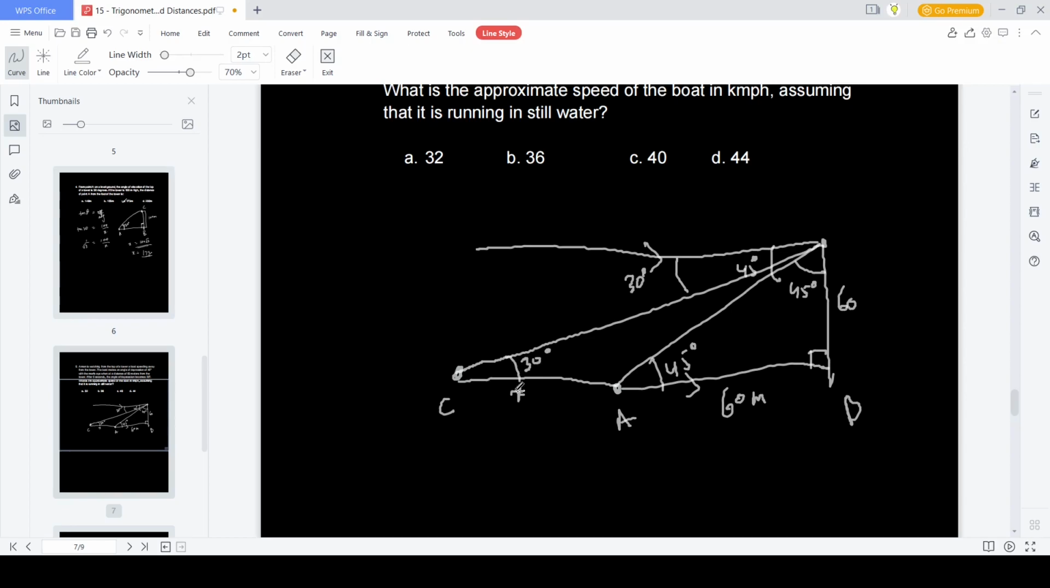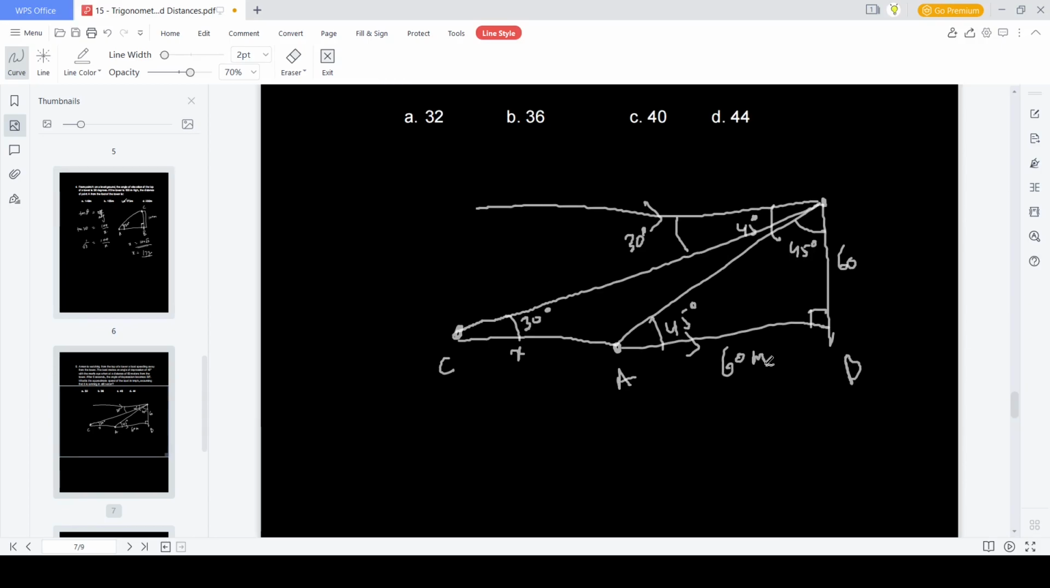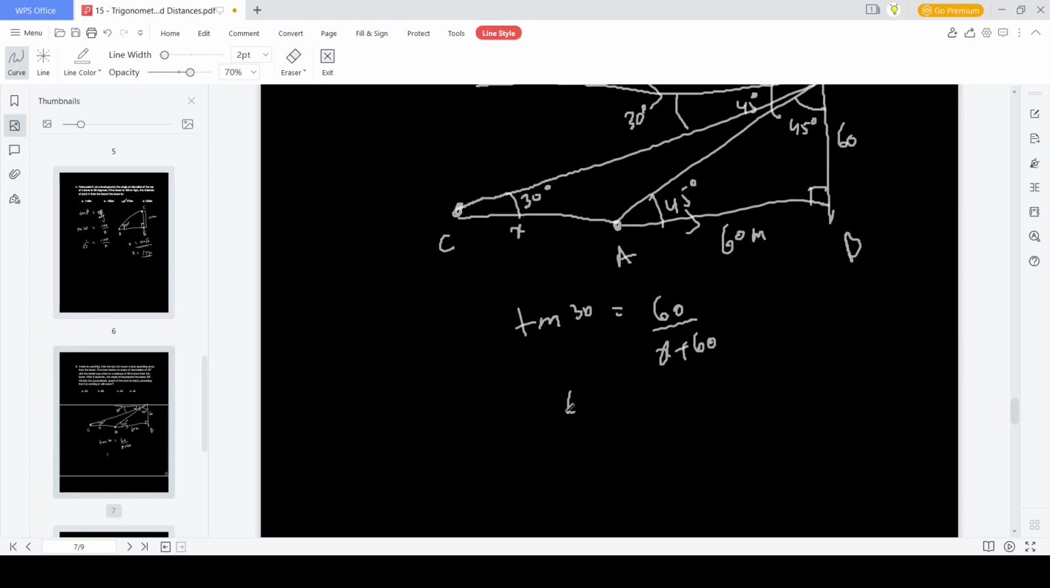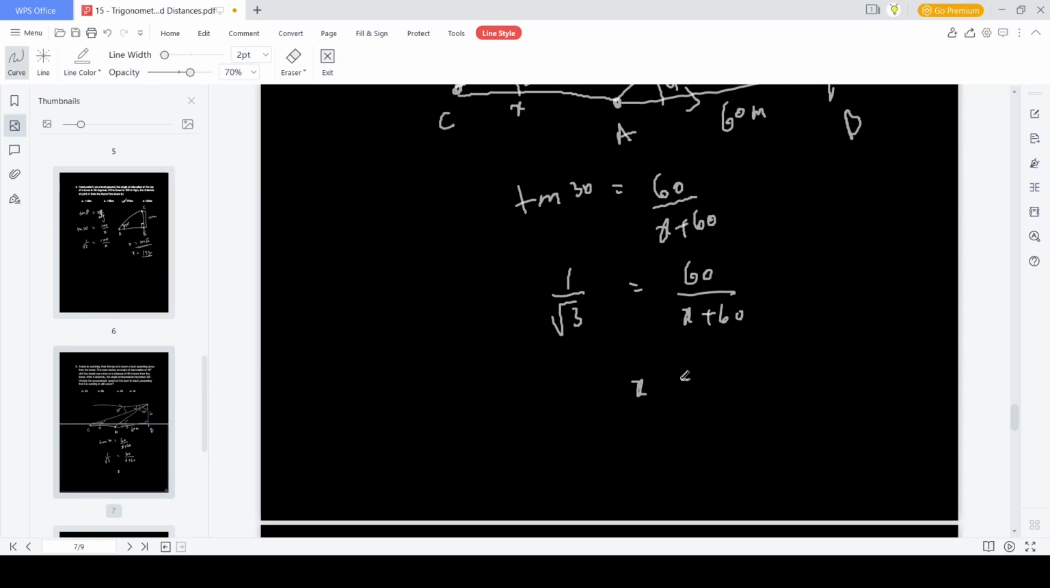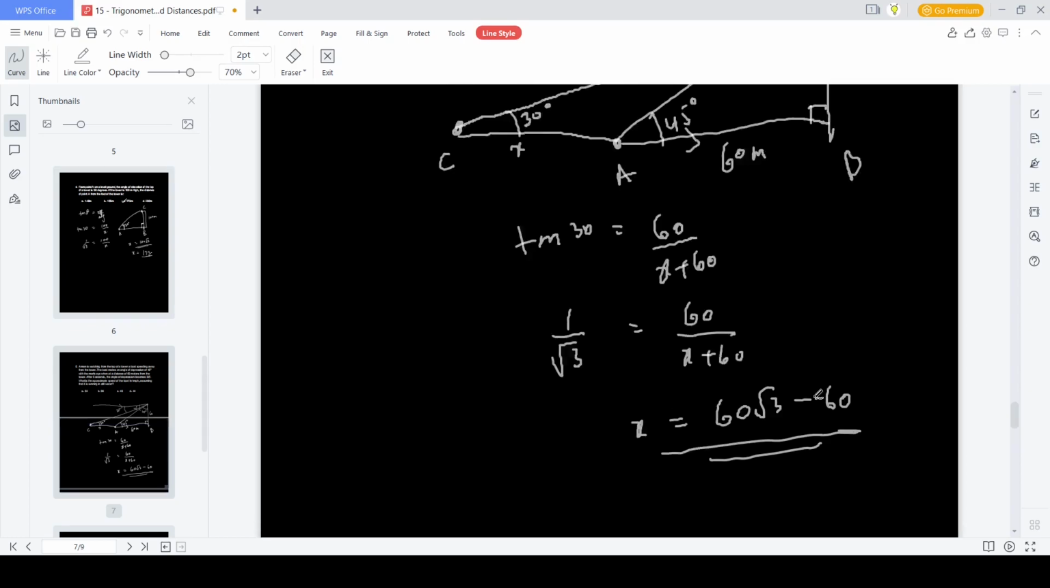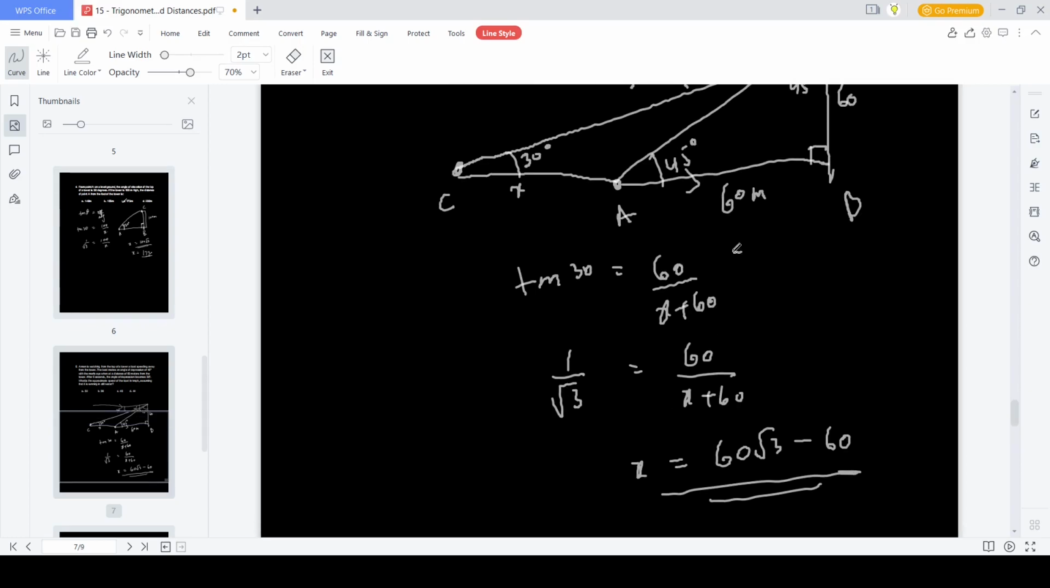This is parallel to this again, so this angle is also 30 degrees. So I can find BC, if I use tan theta here, tan 30 is equal to opposite, which is 60, divided by adjacent, which is x plus 60. Tan 30 I know is 1 by root 3, so 1 by root 3 is equal to 60 by x plus 60. If I cross multiply, I'll get x is equal to 60 root 3 minus 60. This is the value of x.